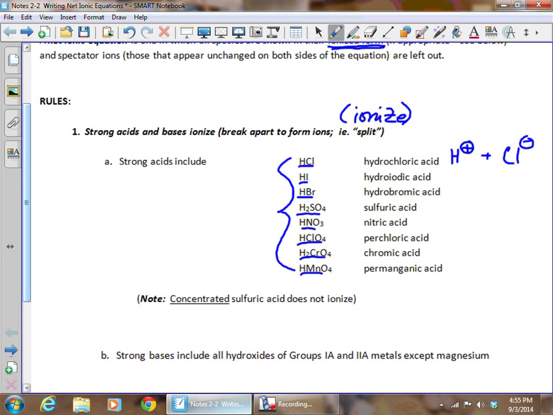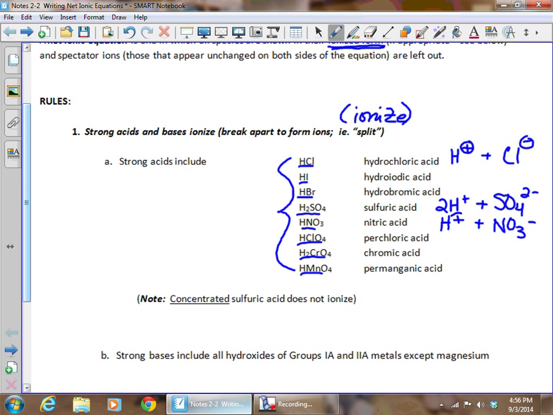If it is a polyprotic acid, an acid with more than one hydrogen, then we'll get something like this: 2 hydrogen ions plus the sulfate. Another one, with the polyatomic ion: H+ and NO3-.